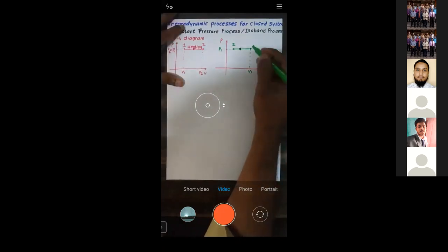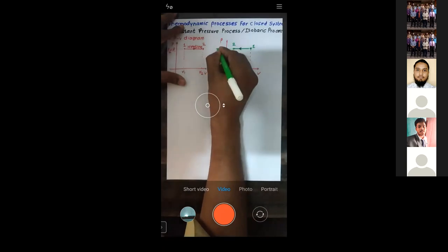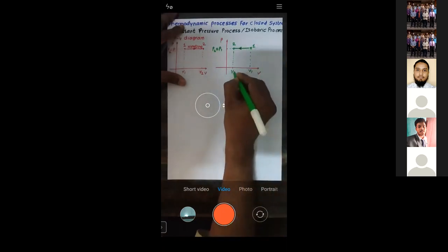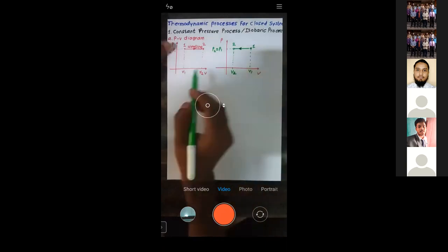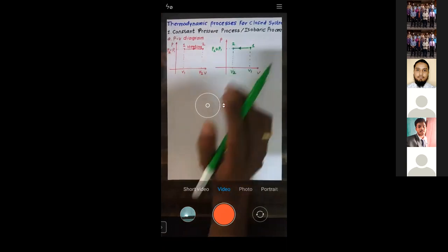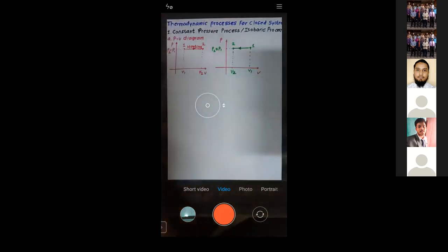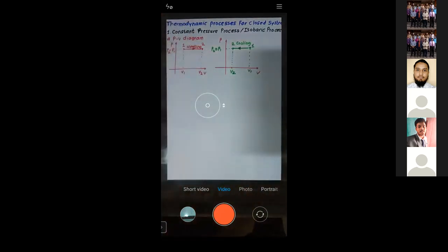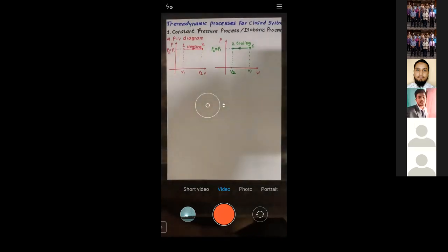During 1 to 2, pressure is constant, that is P2 is equal to P1, but volume is decreased from V1 to V2. Pressure is constant but volume is decreased. Both are reverse processes. If such is the case, it is called a cooling process, right? Such a process is called a cooling process. Is that clear? Explain one more time, please, sir.